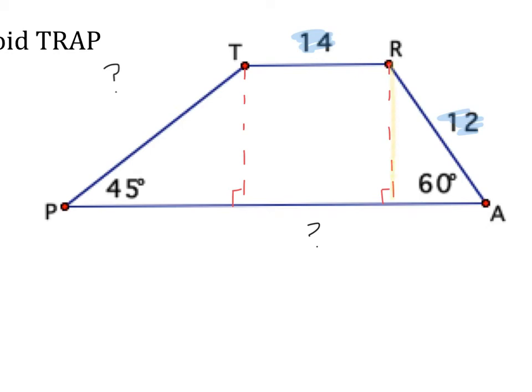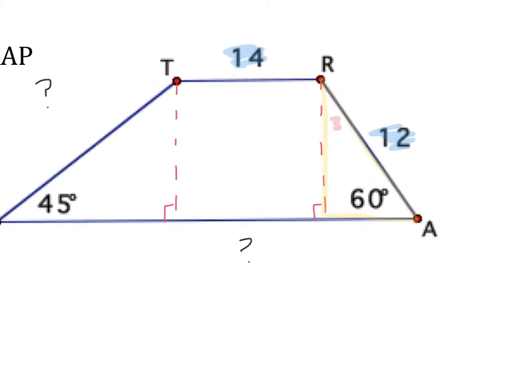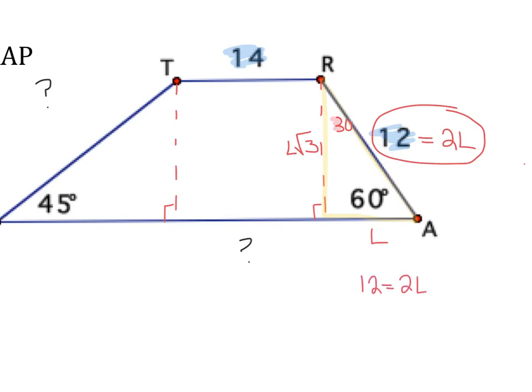I can't do anything with that. However, if we focus on this triangle first, it's a 30, 60, 90, and we have one of the side lengths. So let's go ahead and label our sides. Across from the 30-degree angle, which would be up here, this is L. The other leg, the long leg, is L root 3, and the hypotenuse is 2L. We are looking for an equation that we could solve for L. It's right here. So if 12 equals 2L, if I divide both sides by 2, L is going to equal 6. So now I know that this length is 6 and the height is 6 root 3.